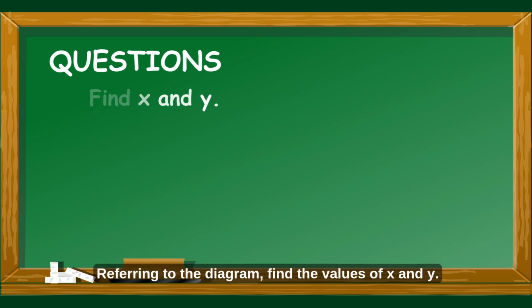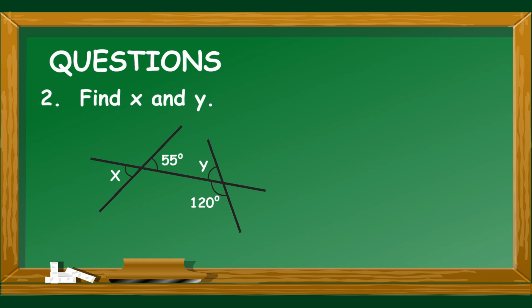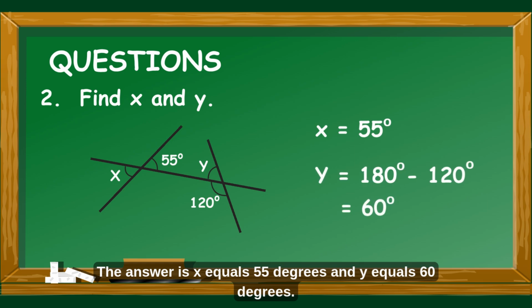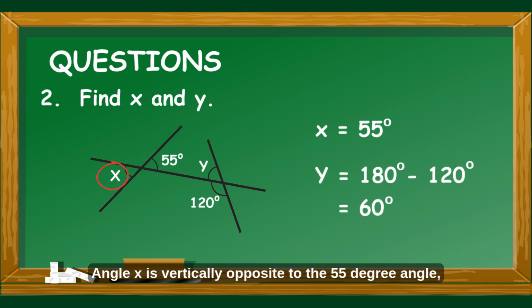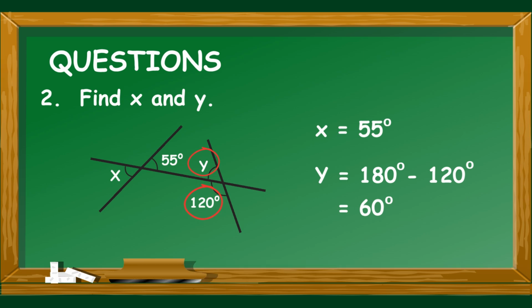Question 2. Referring to the diagram, find the values of X and Y. The answer is X equals 55 degrees and Y equals 60 degrees. Angle X is vertically opposite to the 55-degree angle, so they are equal. Meanwhile, angle Y is adjacent to the 120-degree angle. Therefore, Y equals 180 degrees minus 120 degrees, which is 60 degrees.